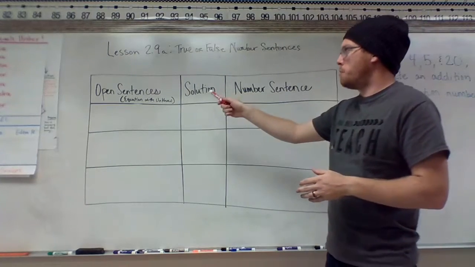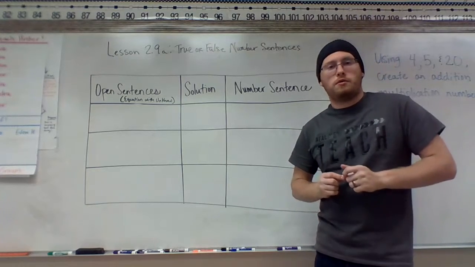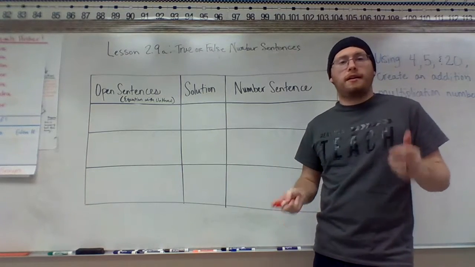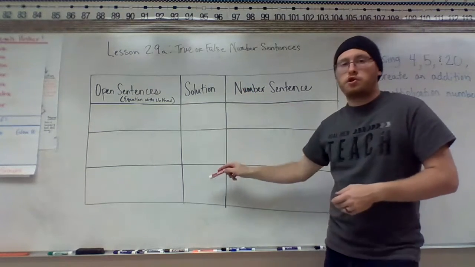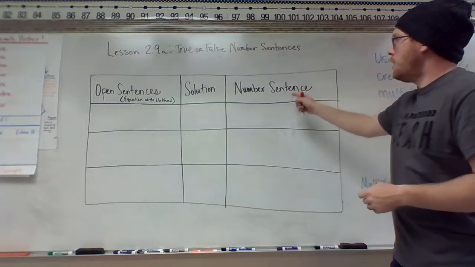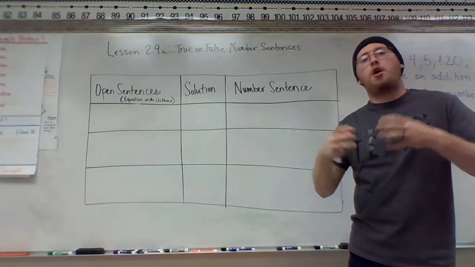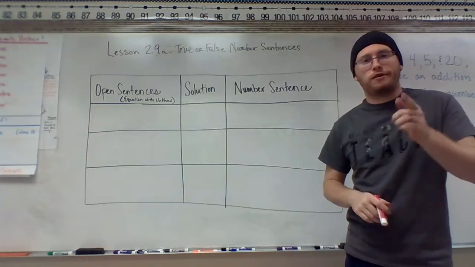So the first one is open sentences. I want you to think about these like equations with unknowns. However, you're not going to be putting a letter in there, you're just going to be putting a box. Next, we have our solutions. So what is our answer to the box? And then finally, we have a number sentence where we write out the whole equation with our solution inside our equation. All right, so let's get started.